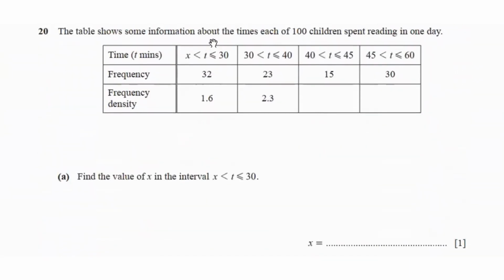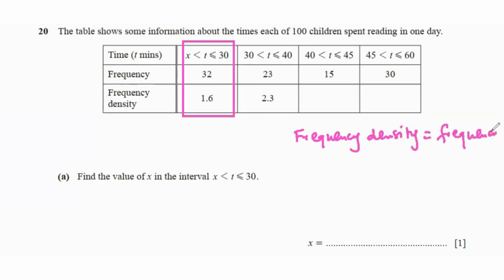Question 20 says the table shows some information about the times each of 100 children spent reading in one day. Find the value of x in the interval x less than t less than or equal to 30. So this is the interval for that. Now remember that frequency density has the formula of frequency over class width. Frequency density is given as 1.6.